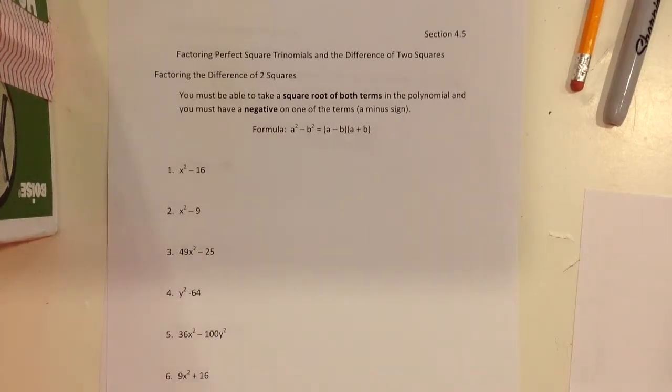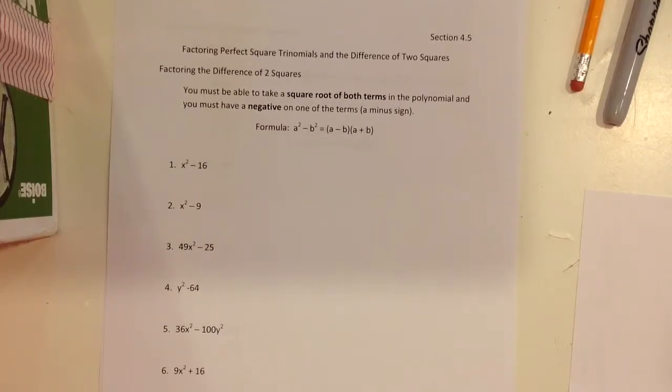All right, 4.5 is the section on perfect square trinomials and difference of two squares. The difference of two squares is really easy. Take a deep breath, because after we do factoring trinomials and we're doing bottoms up over and over and over again, you just want something easy. So the difference of two squares is really simple. The only thing you really need to remember is perfect squares.